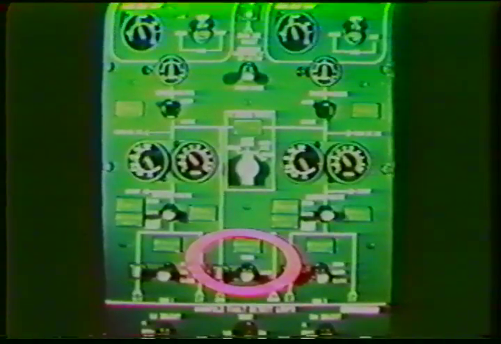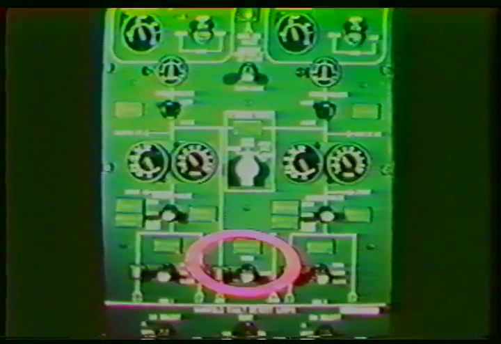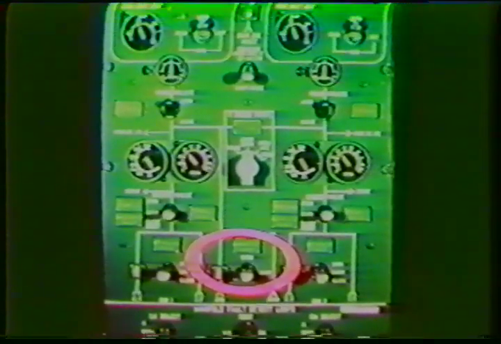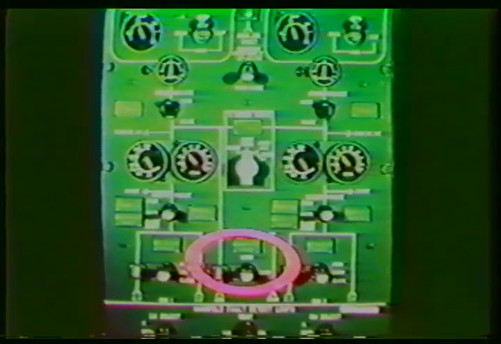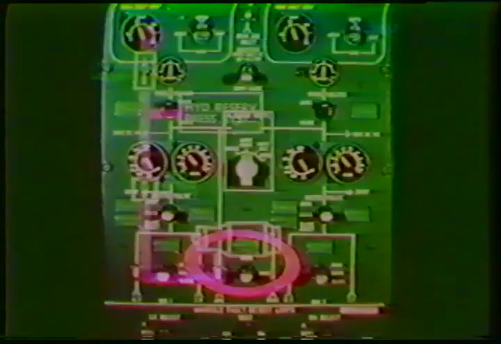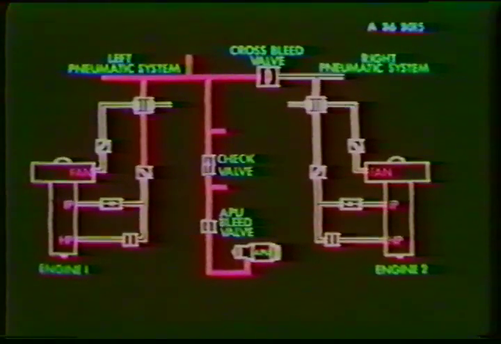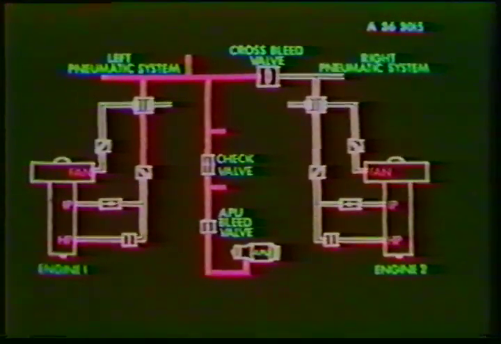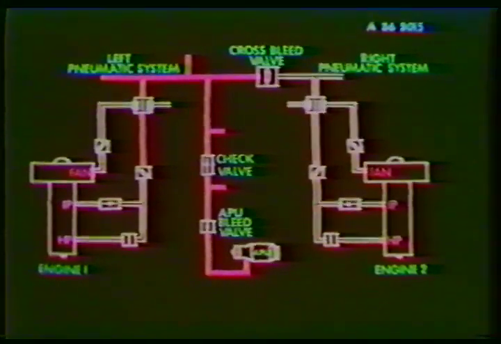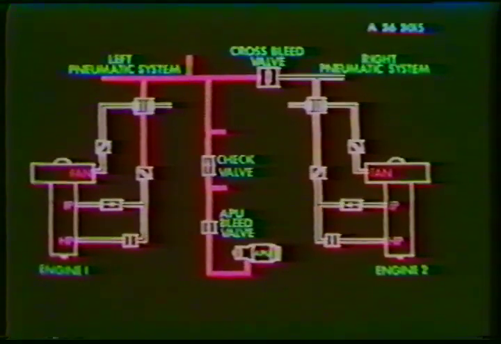A three-position selector is for the APU bleed valve. Valve position is indicated by the magnetic indicator. To open this valve, the APU must be running in a certain condition. A check valve prevents pneumatic air from returning to the APU bleed valve. There is also a connection to the hydraulic pressurization system. The APU duct supplies the left pneumatic manifold. To supply the right side, the cross bleed valve must be in the open position.